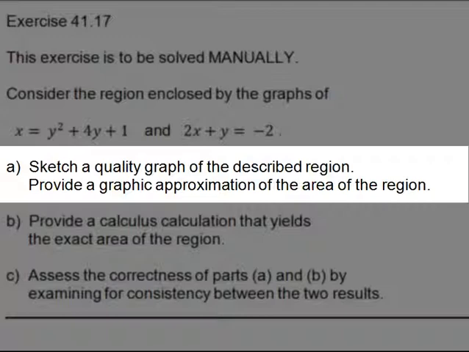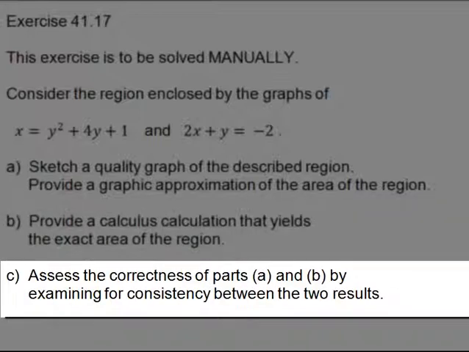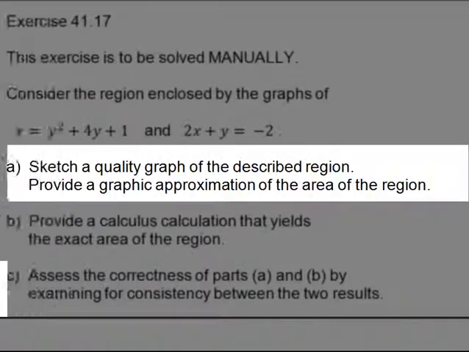Provide a graphic approximation of the area of the region. Part B, provide a calculus calculation that yields the exact area of the region. Part C, assess the correctness of parts A and B by examining for consistency between the two results. Part A, sketch a quality graph of the described region. Provide a graphic approximation of the area of the region.